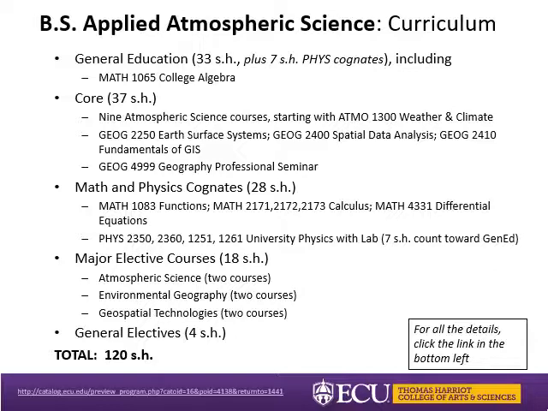In the Applied Atmospheric Science major, you'll take a 3-semester calculus sequence, along with differential equations, as well as the 2-semester university physics sequence with the lab. Your major electives give you a good breadth of atmospheric science, environmental geography, and geospatial technology courses. In fact, most students complete the requirements for the certificate program in Geographic Information Science along the way. You'll then round out the degree with 4 semester hours of elective courses of your choice.